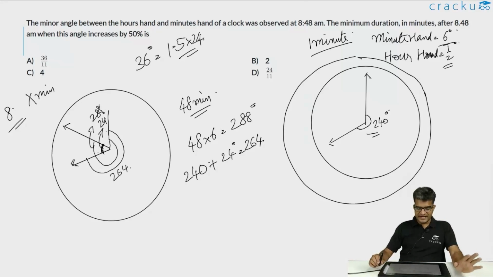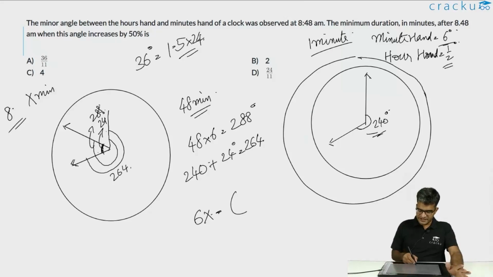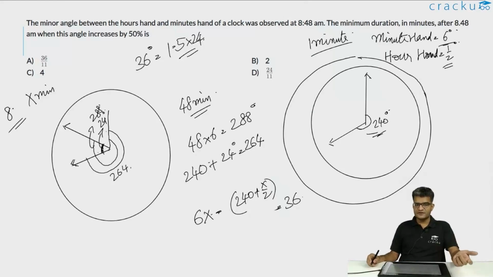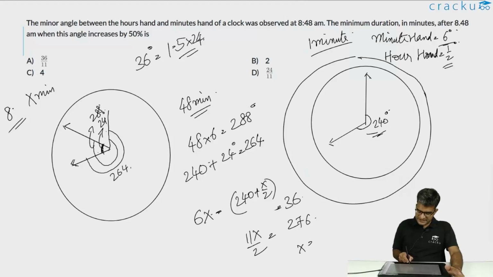So what is the angle traversed by the minute hand? That will be 6x. What is the angle traversed by the hour hand? That will be, again like earlier, initially it was 240 degrees plus x by 2. This we are told is equal to 36. We have to calculate the value of x, or 11x by 2 is equal to 240 plus 36, which is 276, or the value of x is equal to 276 into 2 by 11, which is equal to 552 by 11.